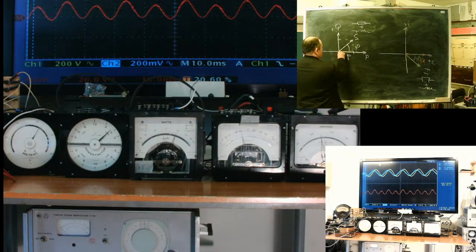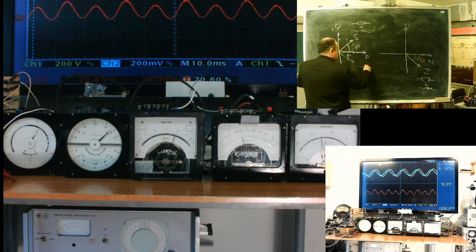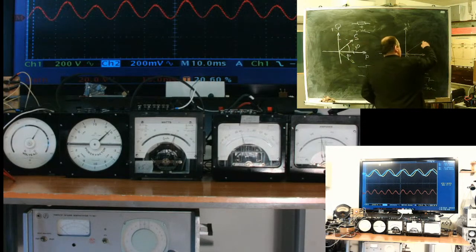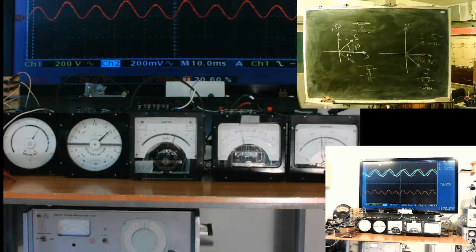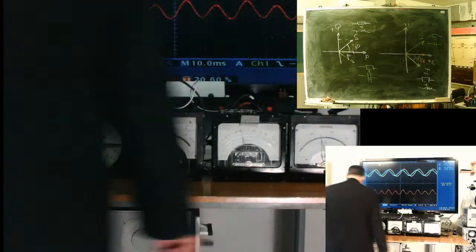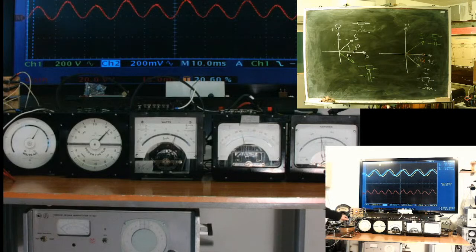I'll draw it in green. Here is active load plus capacitance. Current, active plus capacitance. I can go further.